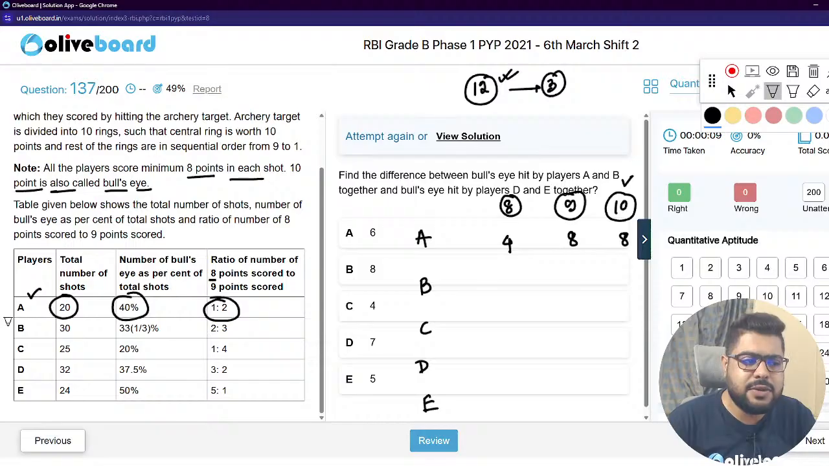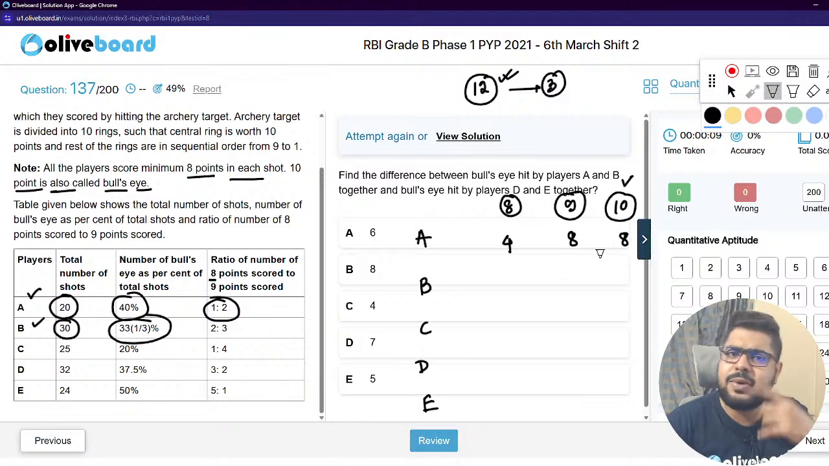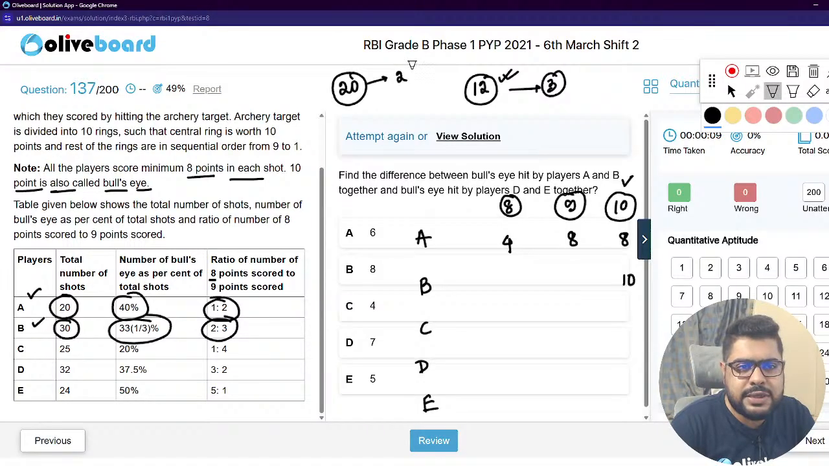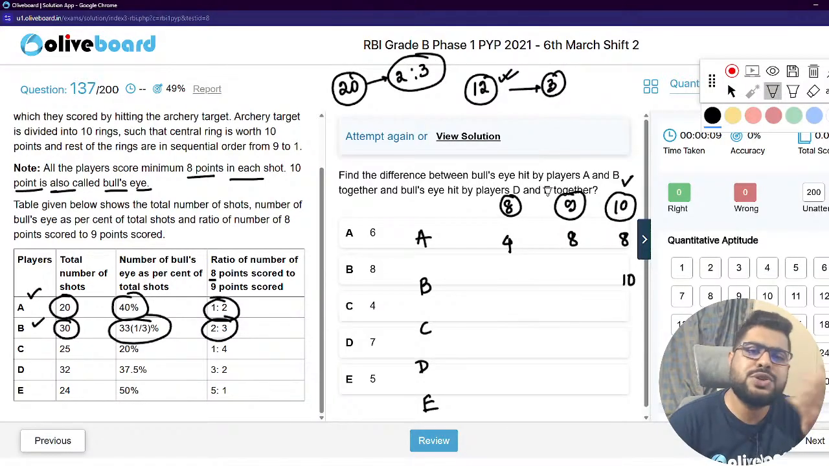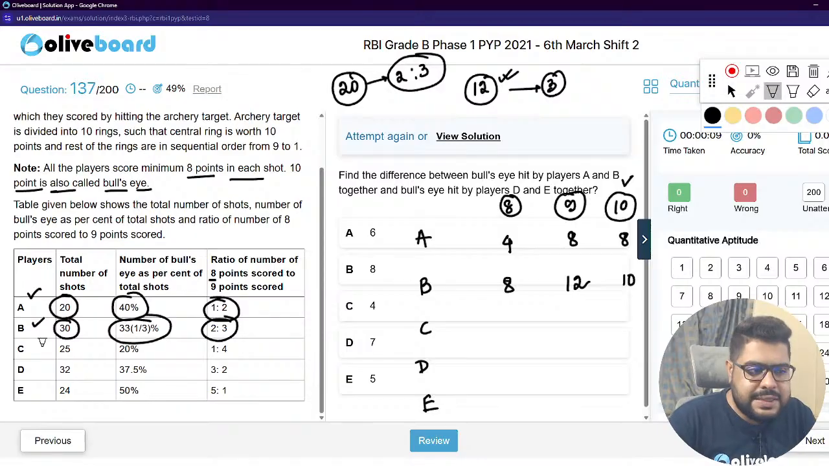Next one, B. Total shots 30. 33.33, that is 1/3. So bullseyes are 1/3 of 30, that is 10. The remaining is 20, which will be divided in 2 ratio 3. So 2 ratio 3 means total 5 parts is 20. 1 part is 4, 2 parts are 8, and 3 parts are 12. Done.